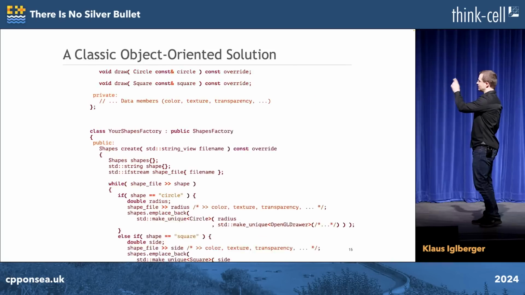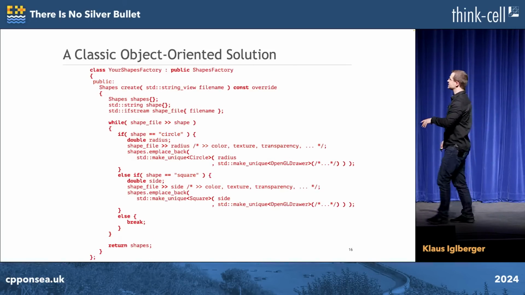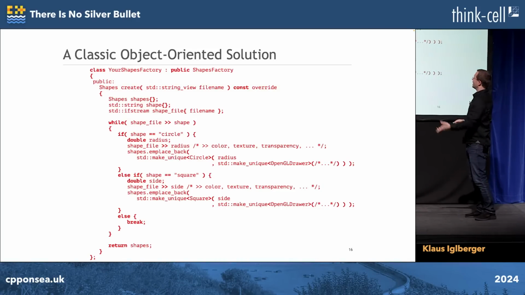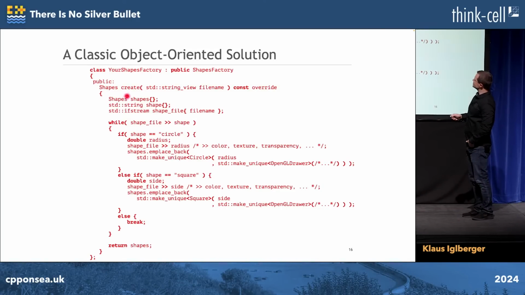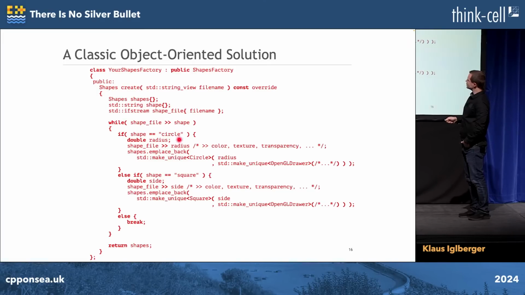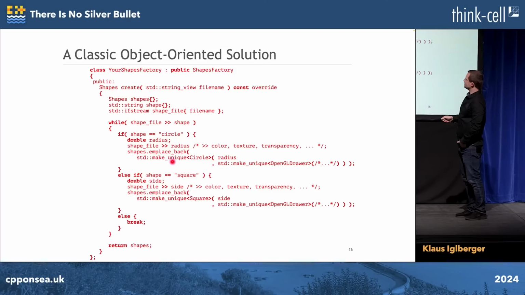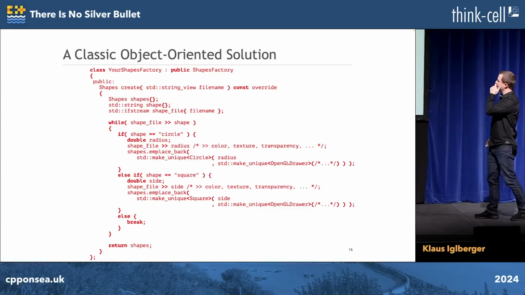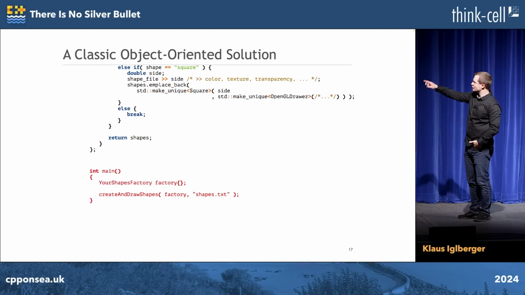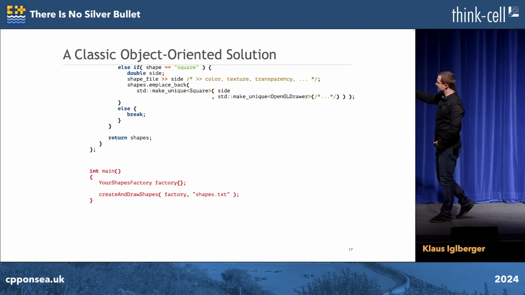Factory just the same. This is now a particular implementation of this shapes factory. And again, don't read through all the code. I just implement this create function. I read from the file. I figure out whether a circle or a square needs to be created. And, well, I create it with a make unique. Make unique circle or make unique square. And pass whatever information is required. Good. All right, and I just put it together in the main function. Create a factory, and I call it create and draw shapes.